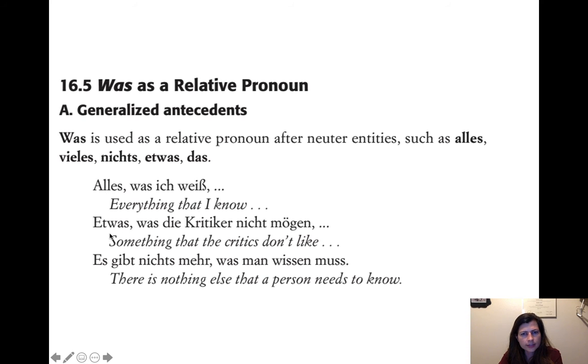Etwas, was die Kritiker nicht mögen, something that the critics don't like. So after etwas, then was. Es gibt nichts mehr, was man wissen muss. So nichts is nothing, kind of the opposite of etwas, something. So there's nothing else that a person needs to know. Es gibt nichts mehr, was man wissen muss.